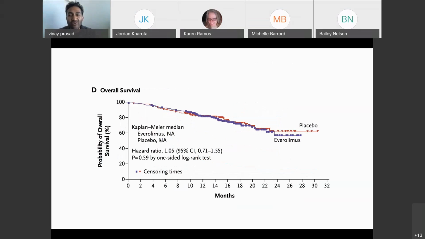Overall survival was a different story. It is often the case in oncology that it's a different story. And here OS was entirely superimposable. Hazard ratio 1.05 with a very wide confidence interval, P 0.59. There's no way I can spin it other than to say the overall survival is not mature. So it's eventually going to be positive, but not yet.